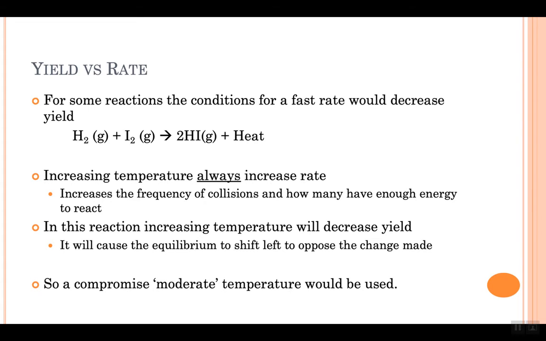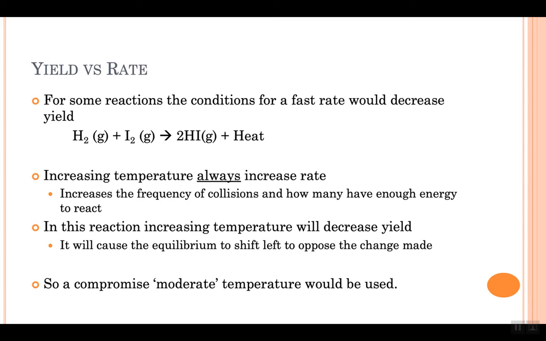Increasing temperature will always increase rate. Doesn't matter what reaction it is. So for a fast rate, you always want as high a temperature as possible. However, if your reaction is an exothermic one that gives out heat, if you heat it up, it will go, I don't like that, and try to go backwards, or will go backwards, in fact. And it will give you a lower yield. So here's one where you have to compromise.